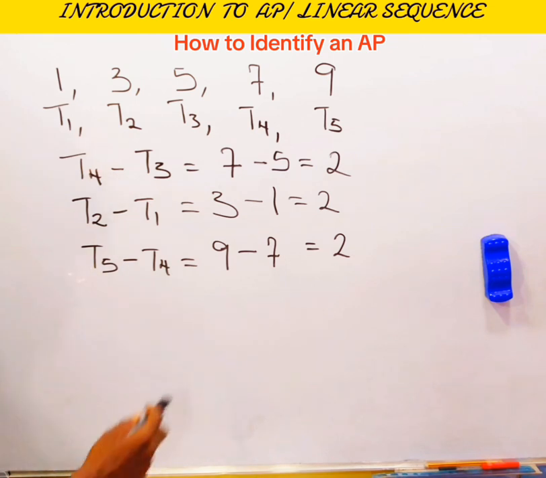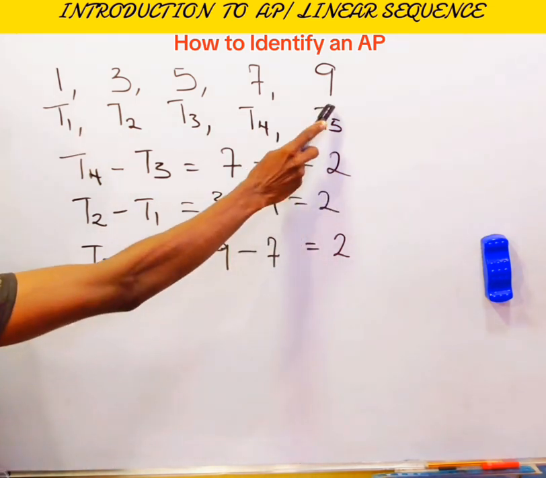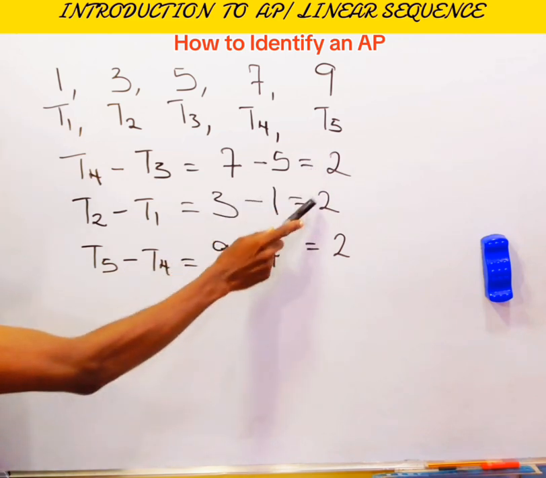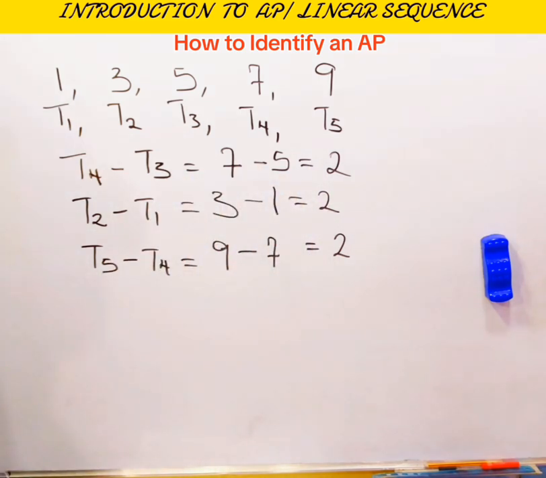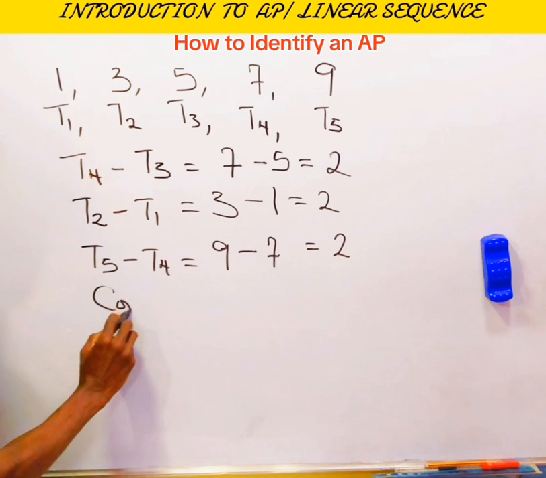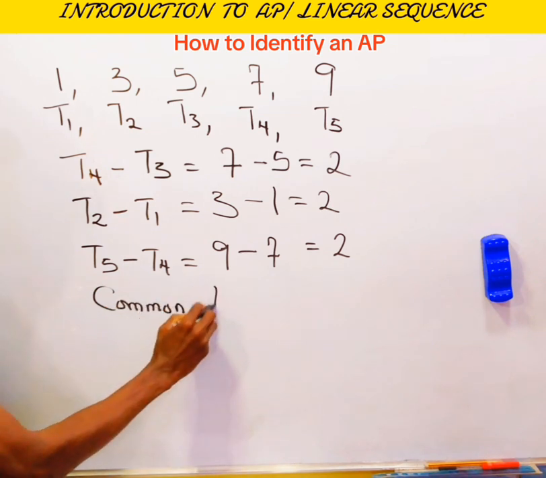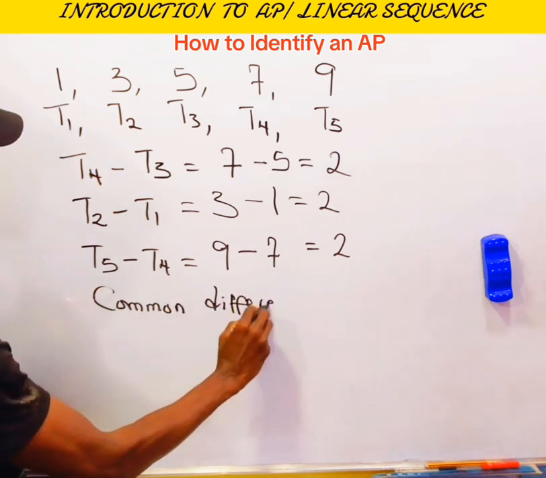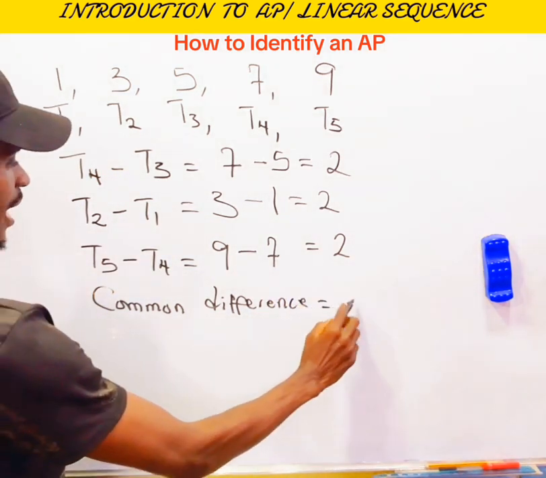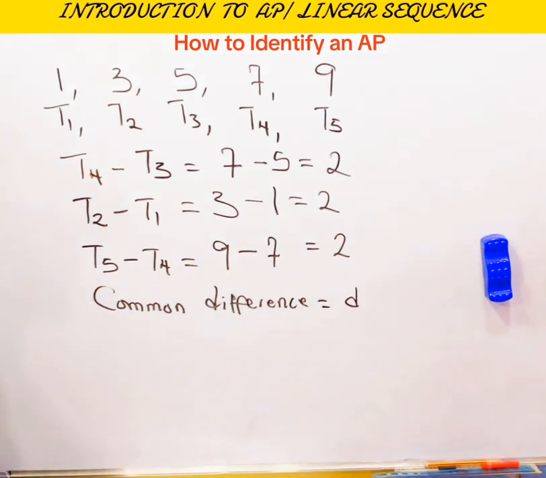Now you can see that the common difference between any term and the immediate preceding term is a constant, which is they are the same: 2, 2, 2. So we call this sequence an arithmetic progression or a linear sequence. Also, the 2 here is referred to as the common difference, which is denoted by the alphabet D.